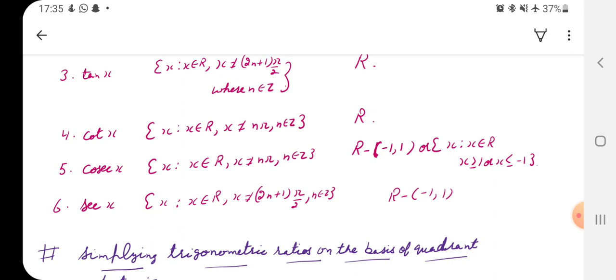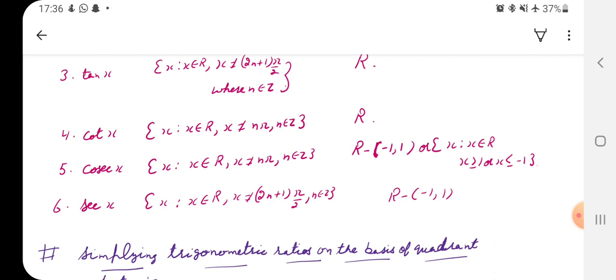So 1 by sine will always be either greater than 1 or less than -1. So our codomain will become R minus the open interval -1 to 1, or all those x such that x belongs to R, x is greater than or equal to 1 or x is less than or equal to -1. The domain and codomain of secant x.